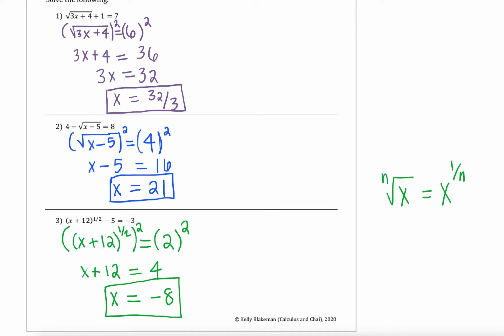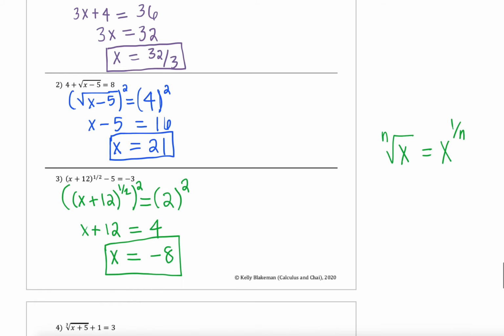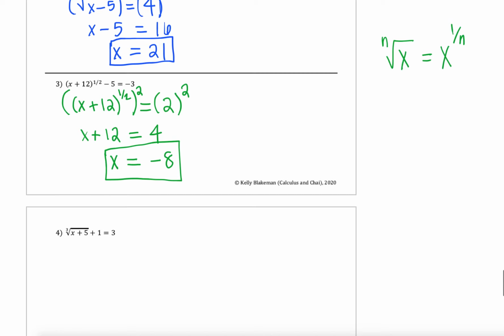So in these first couple examples, we can see how we can maybe have some square roots, which would be our radicals, or we could have these rational exponents with these fractions, such as 1/2. Let's look at example 4.